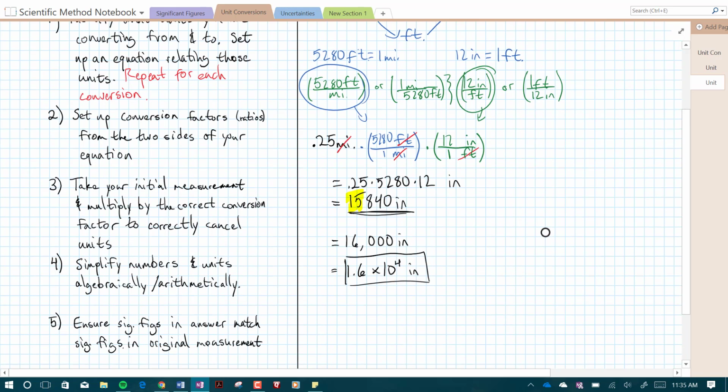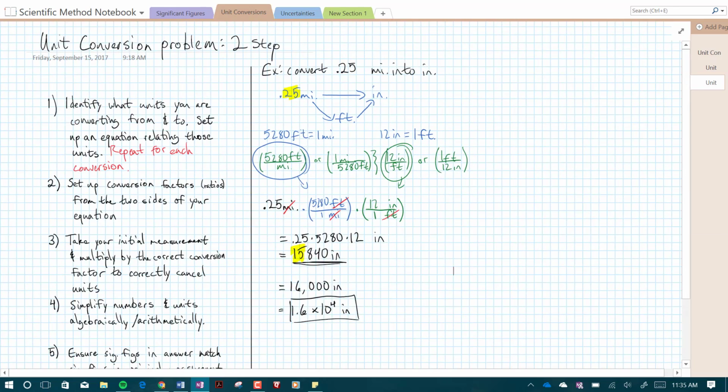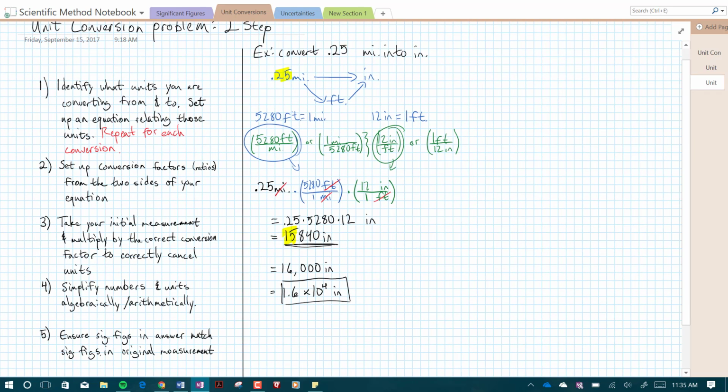And there's a pretty straightforward two-step conversion problem. All we have to do is set up 2 conversion factors and then multiply to cancel out units.